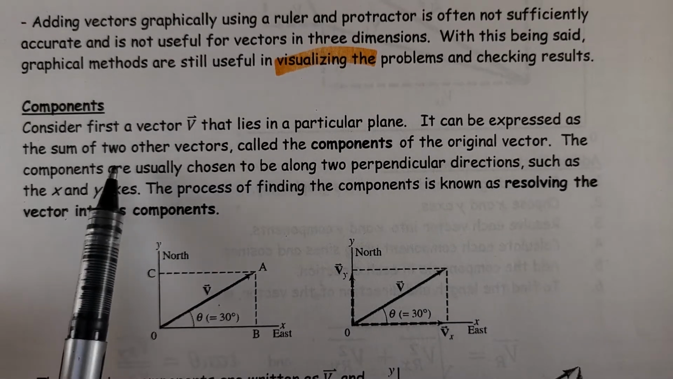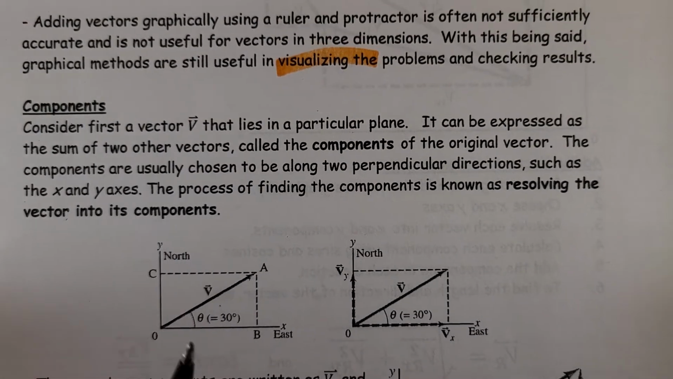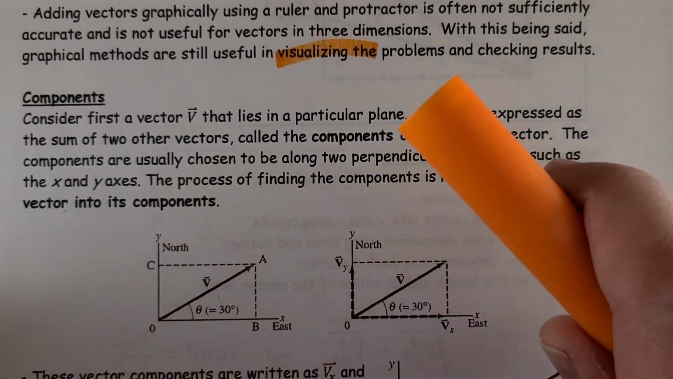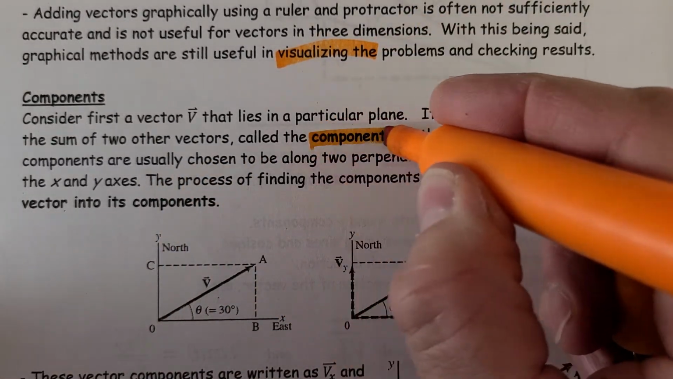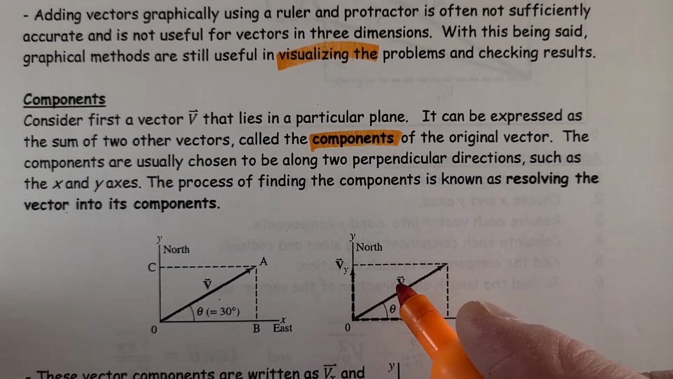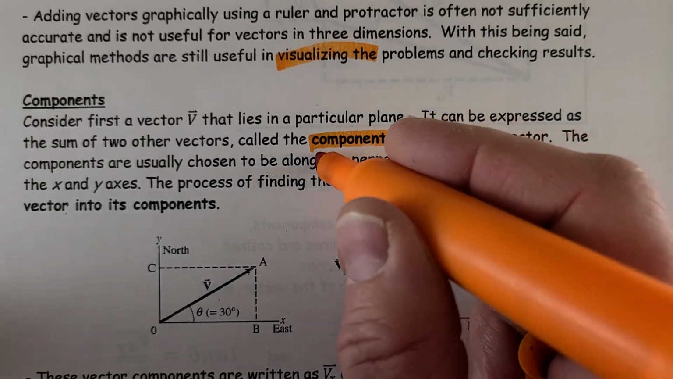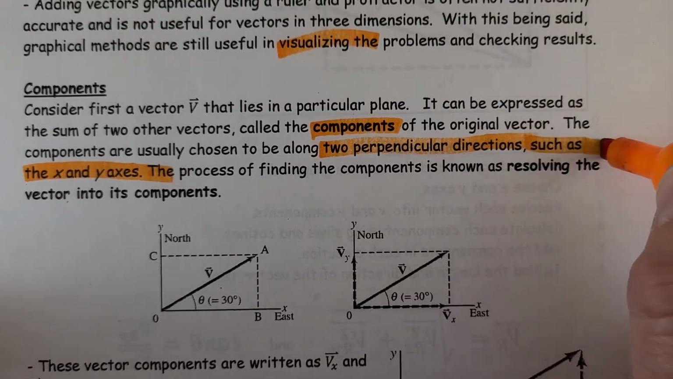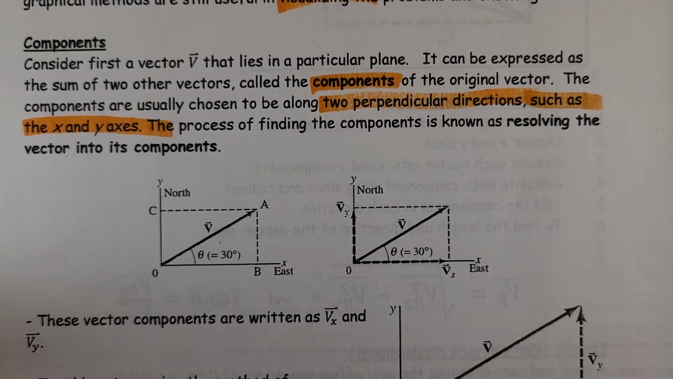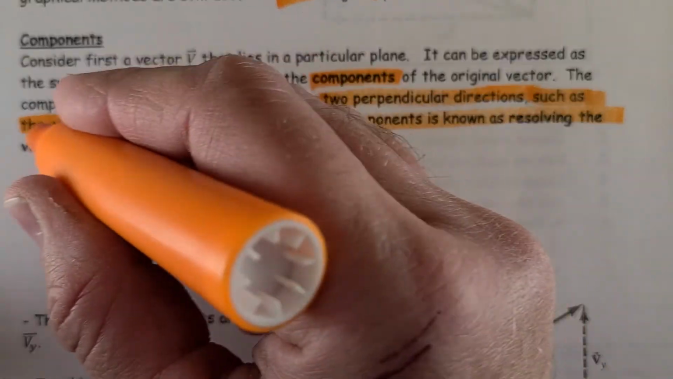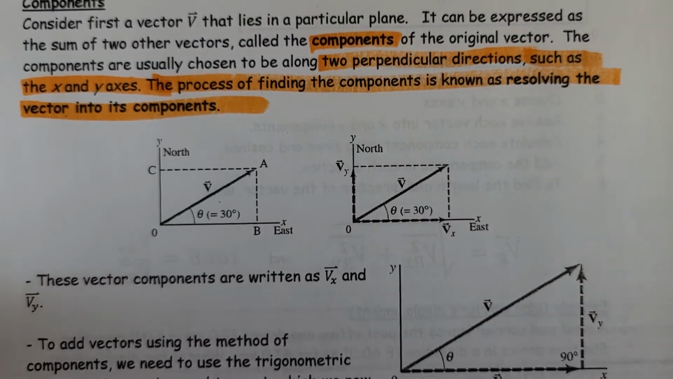So, components. Consider first a vector v that lies in a particular plane. It can be expressed as the sum of two other vectors, or components of the original vector. The components are usually chosen to be along two perpendicular directions, such as the x and y axis. Those are very handy to use, and that's what we'll be using. The process of finding vector components is called resolving a vector into its components.